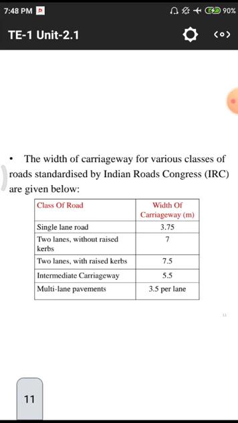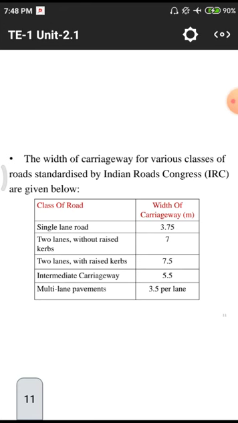For multi-lane pavements, 3.5 per lane. If it is multi-lane, for two lanes, simply we have 7 meters. Like that, if there is a 3-lane road, that means 3.5 into 3, simply we will get 10.5 meters, not 13.5. Okay, for 4 lanes, we will get 14 meters. Like that, for n number of lanes, we will get 3.5 into n as the factor for particular roads.